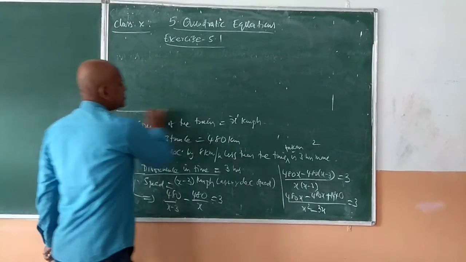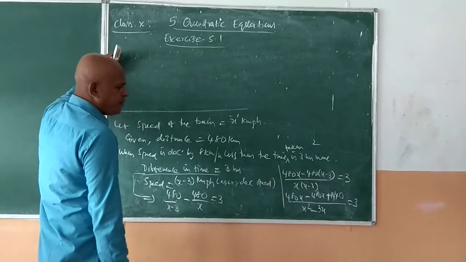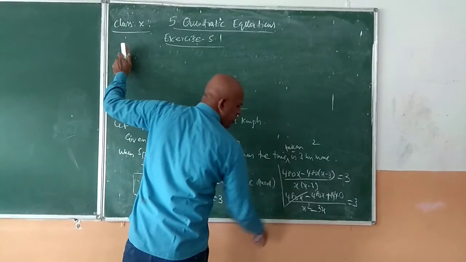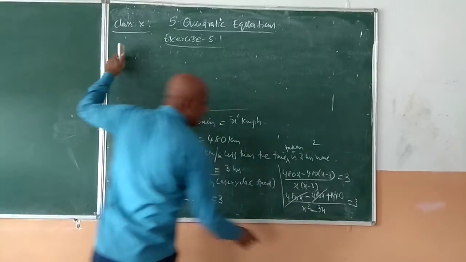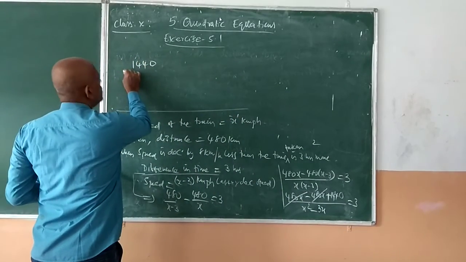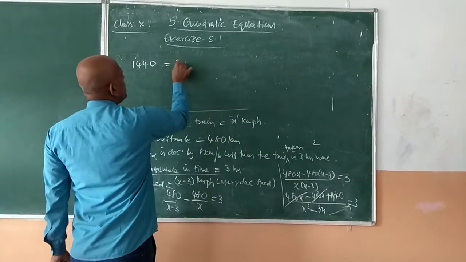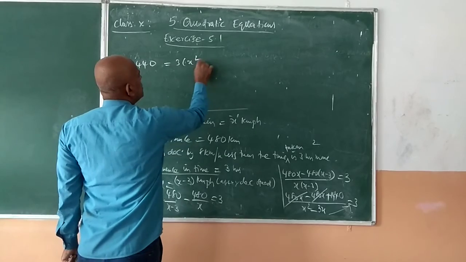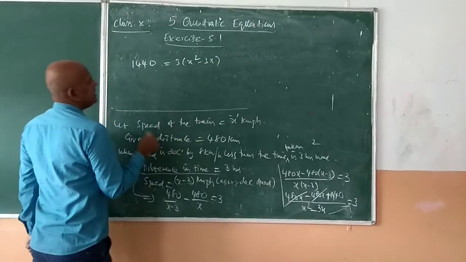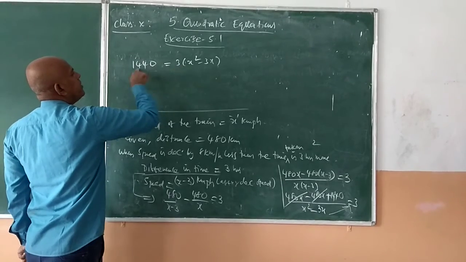So I am simplifying this question here, multiplying this side. So 480x minus 480x gets cancelled. Here what you get is 1440 is equal to, by cross multiplication, 3 into x square minus 3x. Here you can divide with the 3.